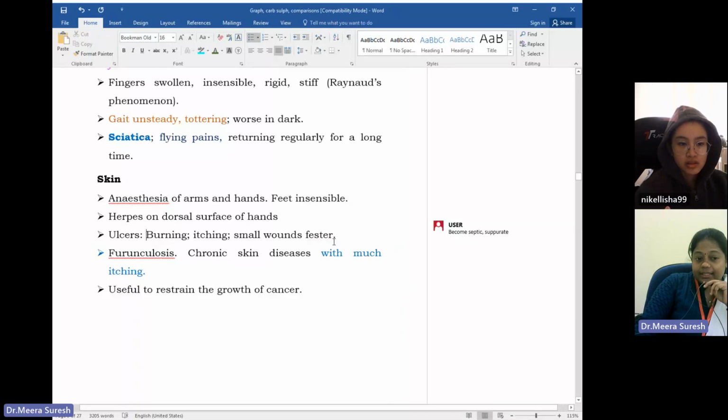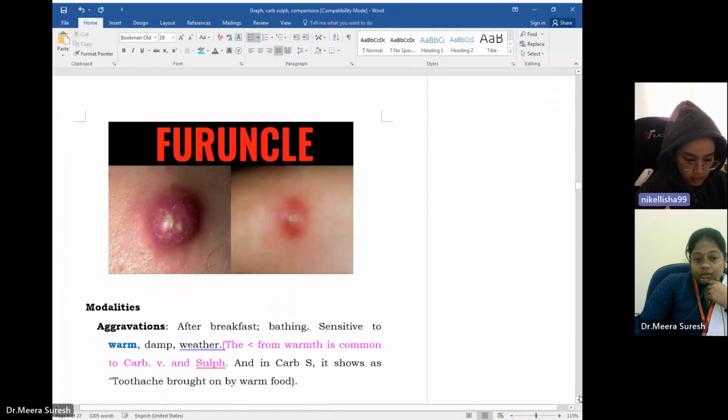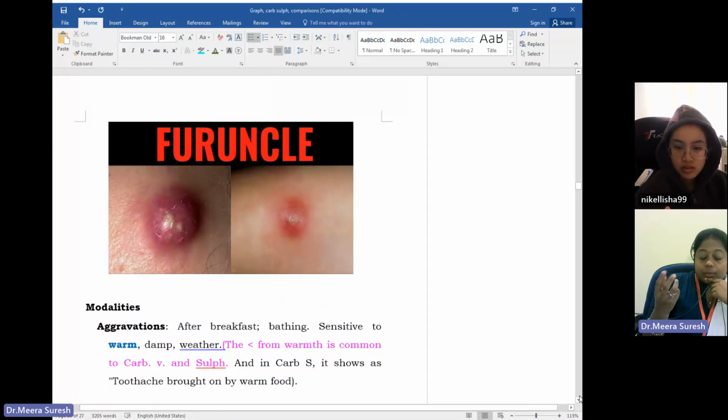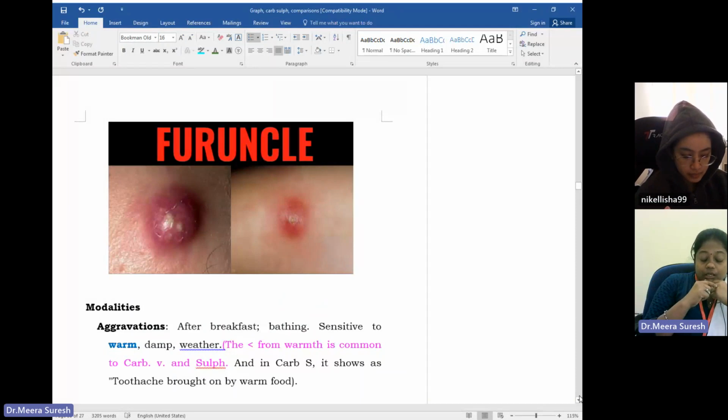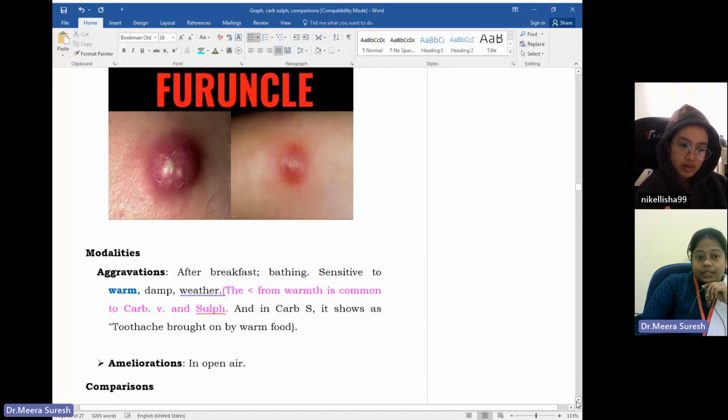So even in them, we can have these symptoms and furunculosis, which is boils with much itching, and that is a feature of sulfur. And carbonium sulfuratum can be given to restrain the growth of cancer. Okay, the furuncle, whether boils or furuncle, is a condition in which there is infection and inflammation of the hair follicle. One or a group of hair follicles will be affected. This will get swollen, and after that it will become pustular, and then we go for the CND. So furuncle also we can think.